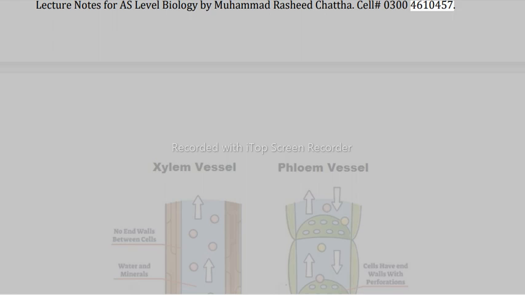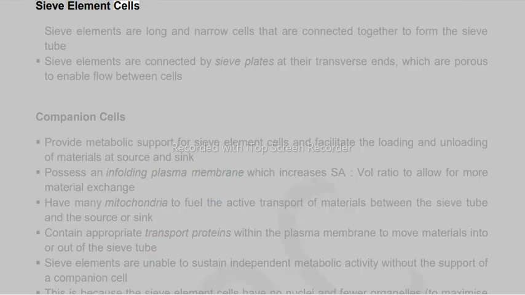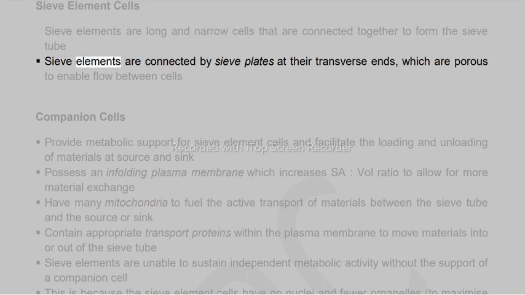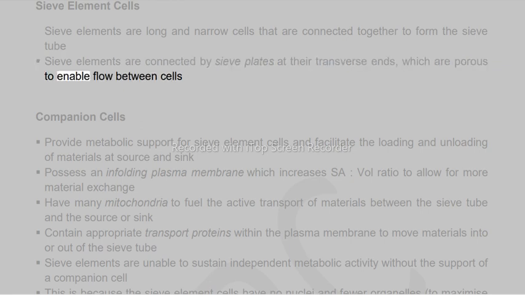Sieve element cells. Sieve elements are long and narrow cells that are connected together to form the sieve tube. Sieve elements are connected by sieve plates at their transverse ends, which are porous to enable flow between cells.